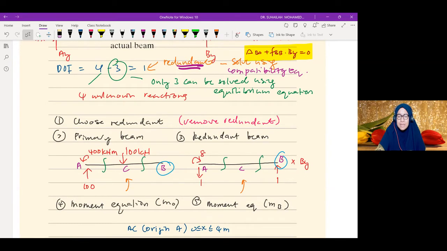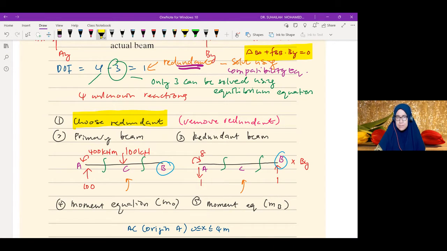So what is the first step? Step number 1, we choose the redundant. Why do we need to choose the redundant? Because we need to remove it, since there is an extra reaction due to the redundant. Once we remove the redundant, the structure becomes determinate and stable. So we determine the redundant because we want to remove it.